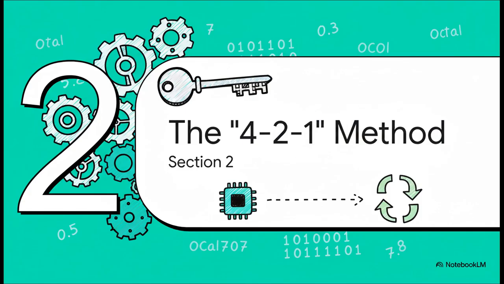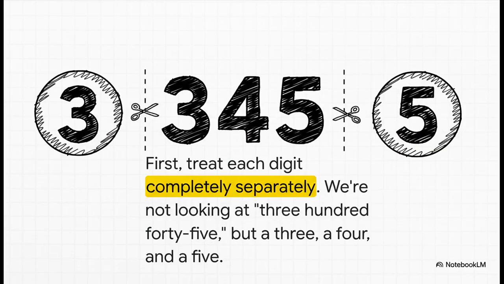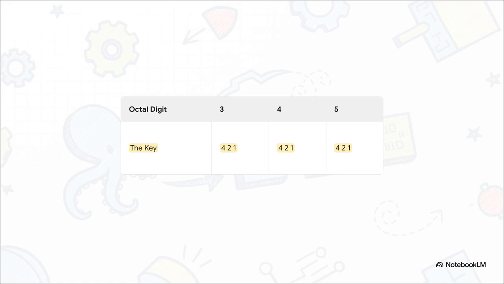In section 2, we'll cover what I like to call the 4-2-1 method. Seriously, think of this as your personal cheat code for doing these conversions in seconds. So let's go back to that first number, 345 in octal. The most important thing to do first is to stop thinking of it as 345. Instead, I want you to see it as 3 separate digits, a 3, a 4, and a 5. Now, for the magic key. Under each of those individual digits, you're going to write the numbers 4, 2, and 1. Now, where did these come from? It's not random, I promise.